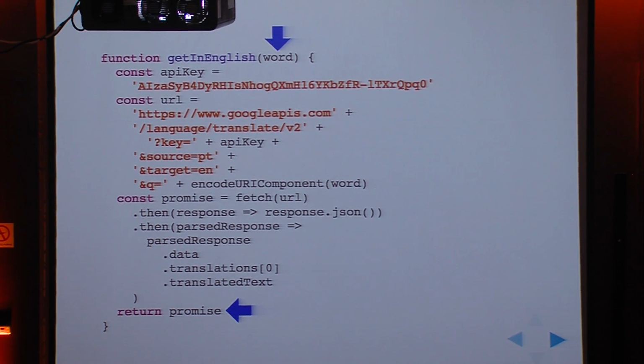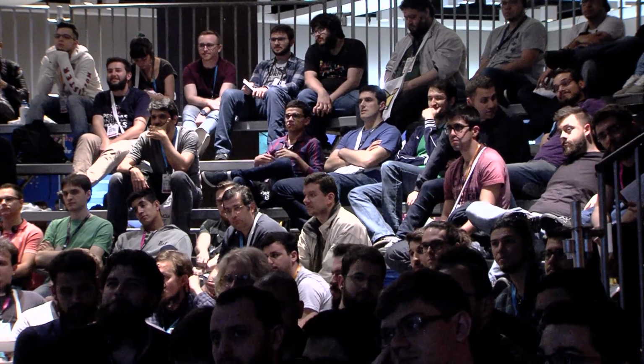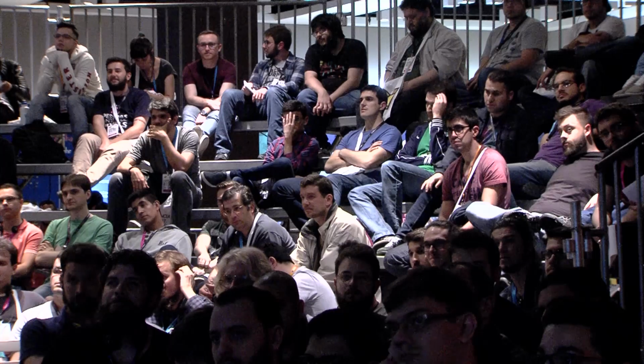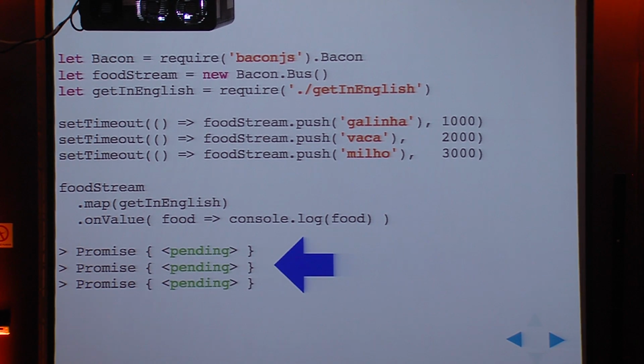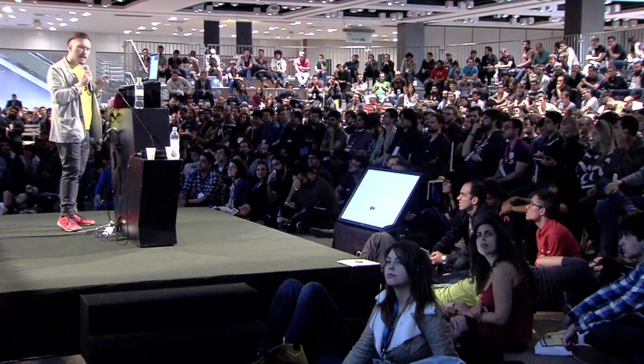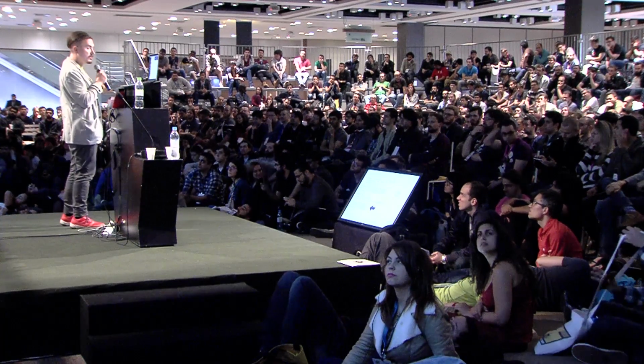With that in mind, now let's go back to the stream example where we were before. I'm now going to remove capitalize, and I'm going to replace it with a call to getInEnglish. Notice that we're using map here, we're not using flatMap yet. So if I run this, it will print something like this. Not very useful. Map isn't very smart. It just takes whatever the mapper returns, which is a promise, and shoves it into the stream. And that's what it did here.